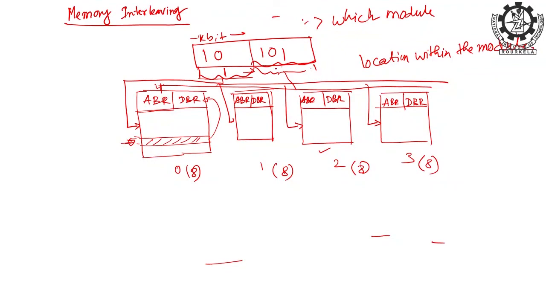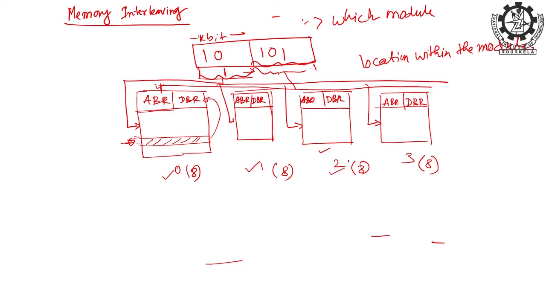Okay. But the problem with it is that if the CPU wishes to access consecutive memory locations, all memory locations will be within the same module, because the consecutive lower bits are indicating the location within the module. So, therefore, all locations will be within the module. But ideally we want multiple modules to work together to match the speed of the CPU. So, when this one is working, simultaneously this one also will work, and so on.